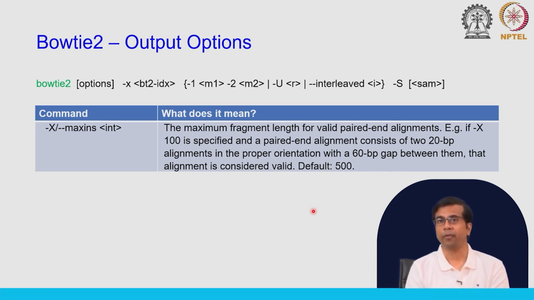So, let us say you have two 20 base pair alignments in both directions and you have a 60 base pair gap. That will be a valid alignment. By default the tool takes it as 500, which means it will consider fragments of length 500. Okay, so, I will just mention what is concordant mapping and what is discordant mapping, and then we can go and see how we actually map the reads.